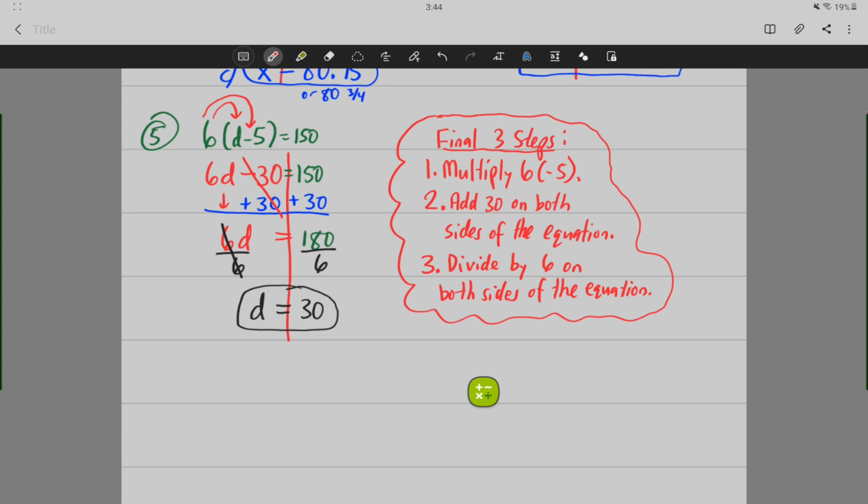So make sure you write these 3 things. First thing he had to do, since he already started distributing with the 6, was multiply positive 6 times negative 5. Then his second step he should have done after that, add 30 on both sides of the equation. And then his final step after that would be to divide by 6 on both sides of the equation.